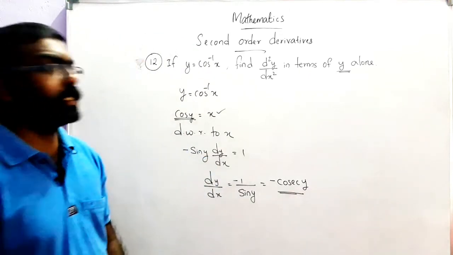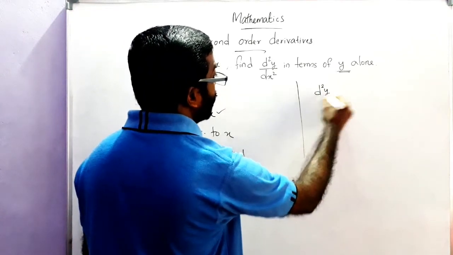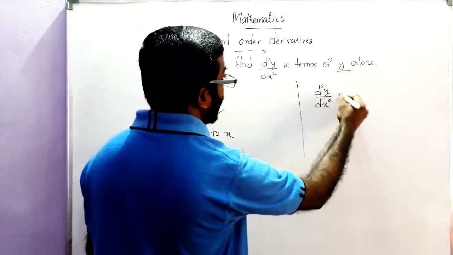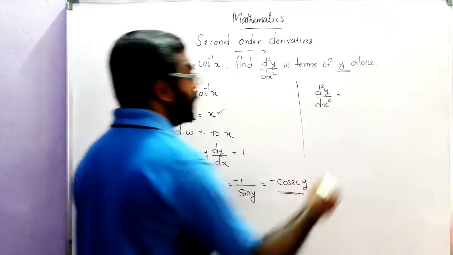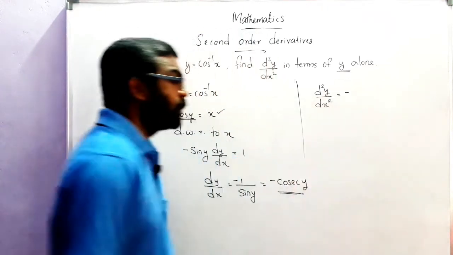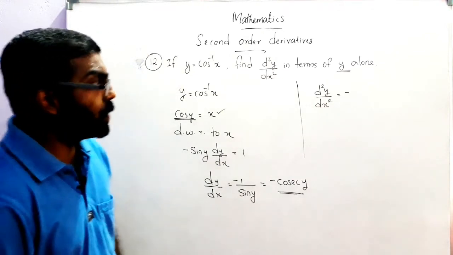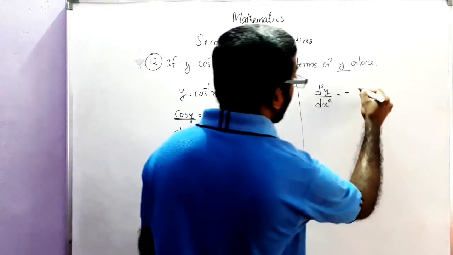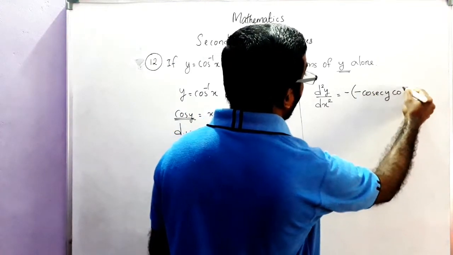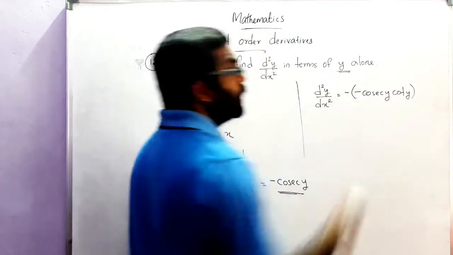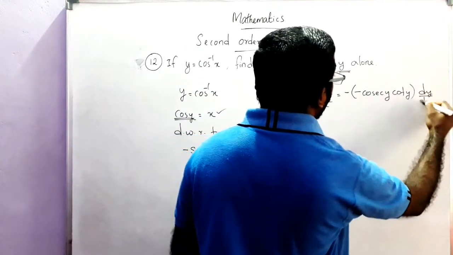Now we can find the second order derivative, that is d square y by dx square. d square y by dx square is equal to derivative of minus cosec y. That minus sign I write first. Cosec y. Derivative of cosec x is minus cosec x into cot x. So here it is y. So minus cosec y into cot y. Then derivative of y. That means chain rule, dy by dx.